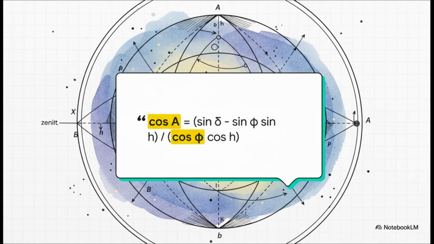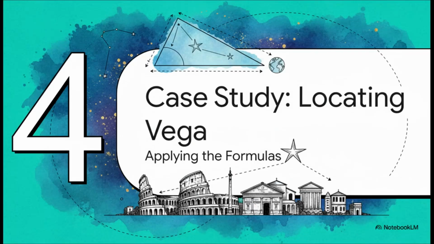But I want you to notice something really important here. To solve for the azimuth A, you need to know the altitude, h, the very value we just finished calculating. It really shows you how solving this triangle is a sequential process. You find the altitude first, and only then can you find the azimuth. All right, that's enough theory for now. Let's put this framework into practice.